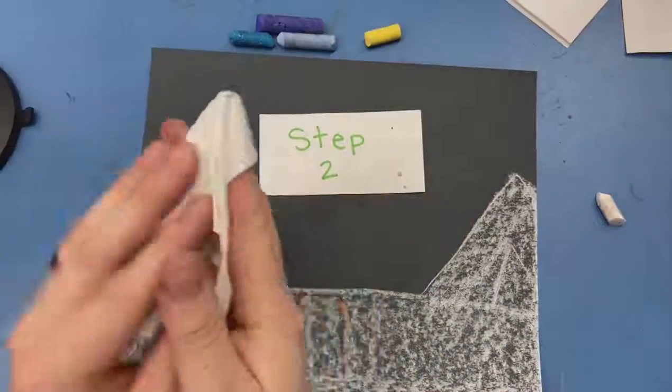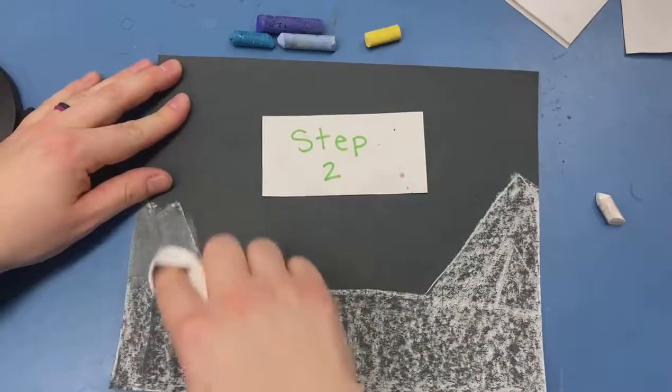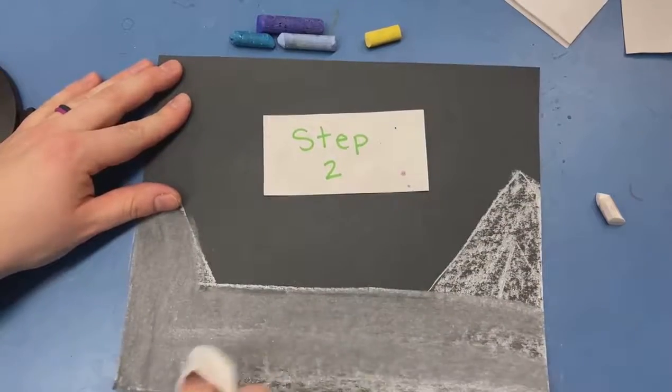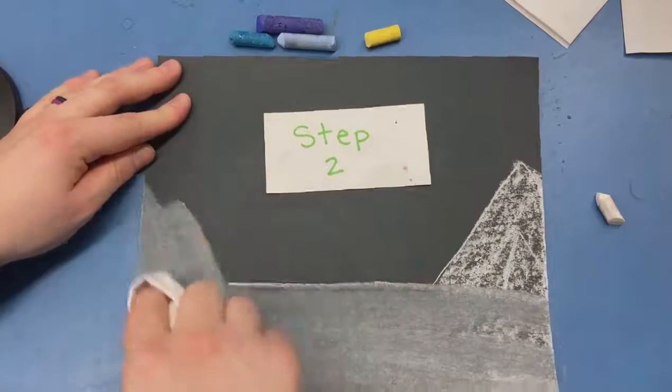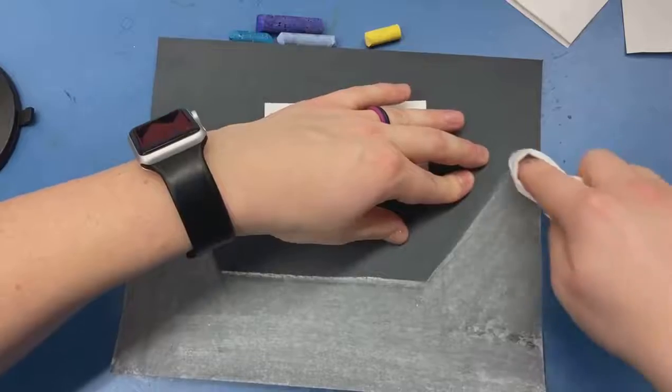This next step can be a lot of fun. With your tissue, you're going to rub and smudge and blend this rubbed chalk together to create a nice soft appearance.